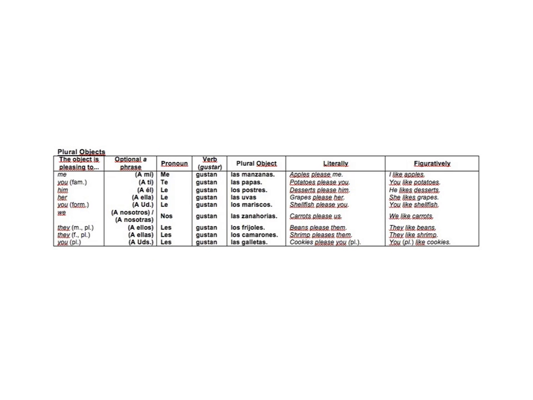Now let's look at how we use gustar with plural nouns, or as it says in the chart here, plural objects. You'll see that every object in this list is in the plural form. Since every single one of these things that we're saying we like is the subject of the sentence and they're plural, we're going to see that the verb is the third person plural for they, them. So they please us. Apples please me, for example, in that first line. So it's going to be gustan.